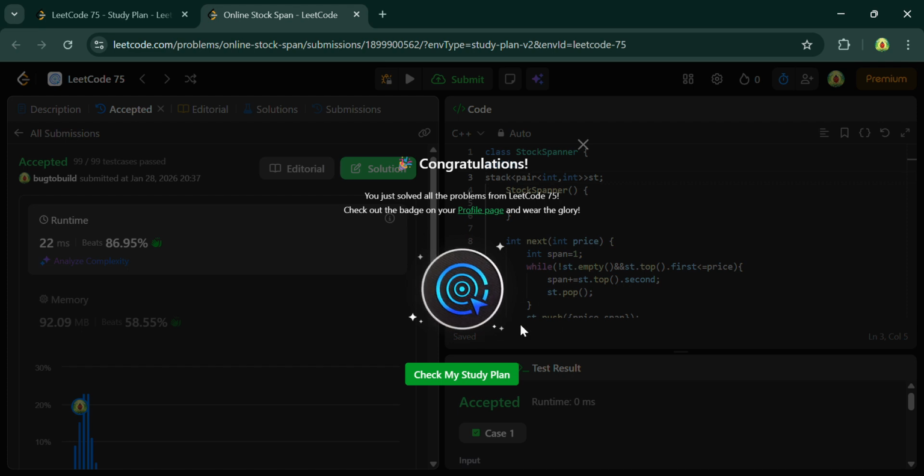Yeah, we have got the congratulations badge, which means we have completed all 75 questions of LeetCode 75. So congratulations to all of us that we have completed it.